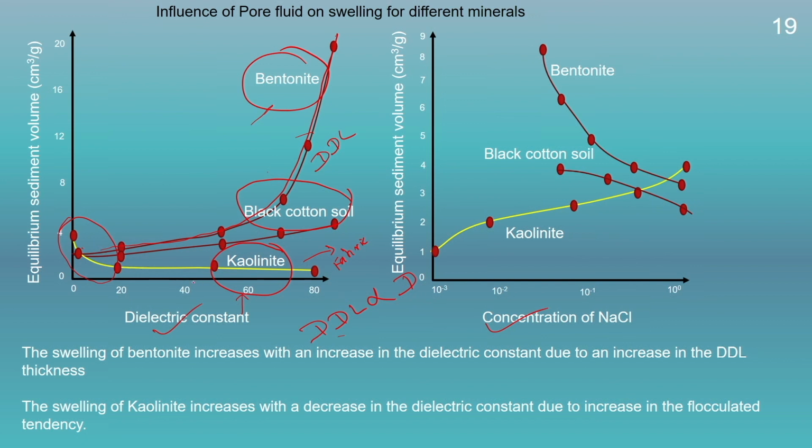As you increase the dielectric constant, the attractive forces will decrease, and that will also reduce the amount of flocculated structure in kaolinite, and that leads to a decrease in the volume of the kaolinite. If we compare the different concentrations of the sodium chloride solution with the equilibrium sediment volume of kaolinite, black cotton soil and bentonite, we can see over here, as we increase the concentration, the diffuse double layer thickness will decrease, and as the diffuse double layer thickness decreases, the swollen volume of the soil will decrease.